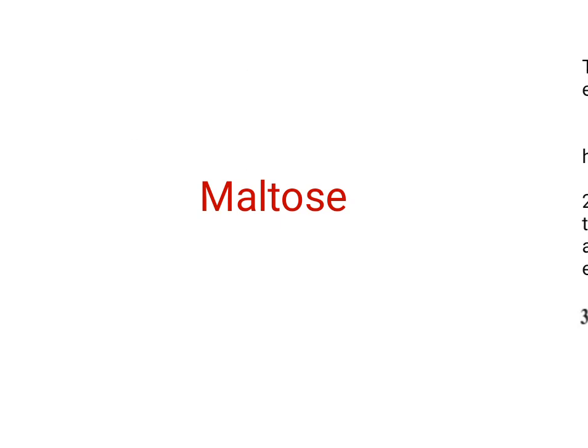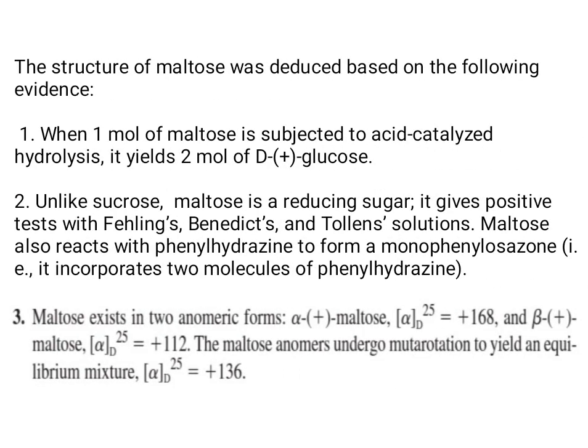Maltose. The structure of maltose was deduced based on the following evidence. When 1 mole of maltose is subjected to acid catalyzed hydrolysis, it yields 2 moles of D-glucose. Unlike sucrose, maltose is a reducing sugar. It gives a positive test with Fehling's, Benedict's and Tollens' solution. Maltose also reacts with phenylhydrazine to form a monophenyl osazone. That is, it incorporates 2 molecules of phenylhydrazine.